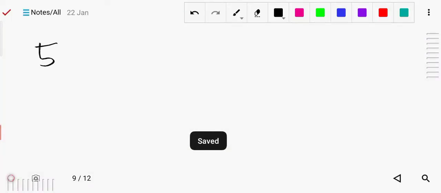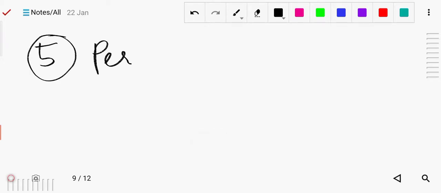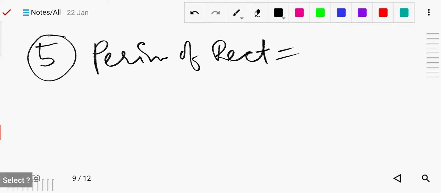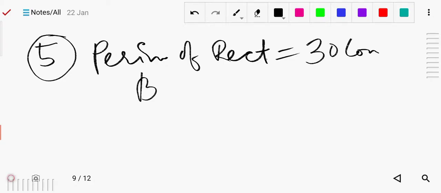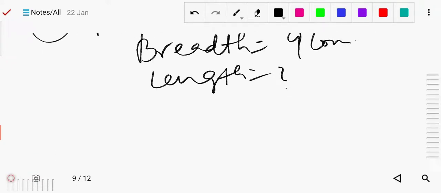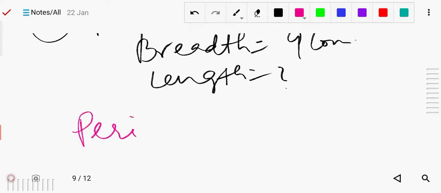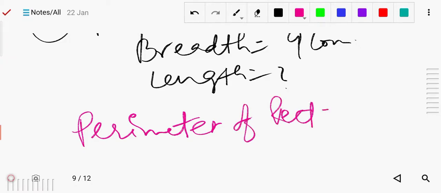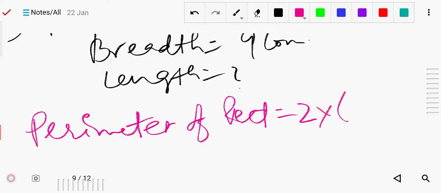In this question, the perimeter of the rectangle is given. The perimeter of the rectangle is given as 30 centimeter, and the breadth of the rectangle is given as 9 centimeter. So you have to find the length. First of all, you have to write the formula. Always write the formula first. What is the formula for the perimeter of a rectangle? 2 into (L plus B).